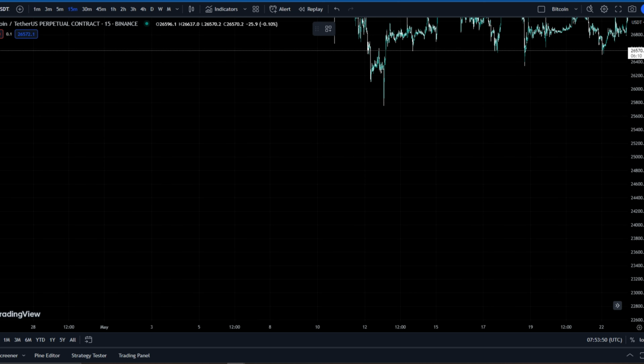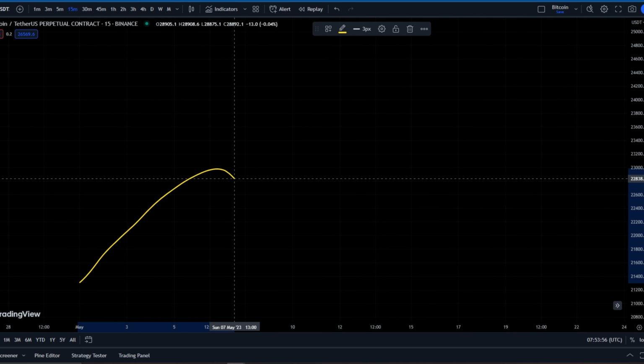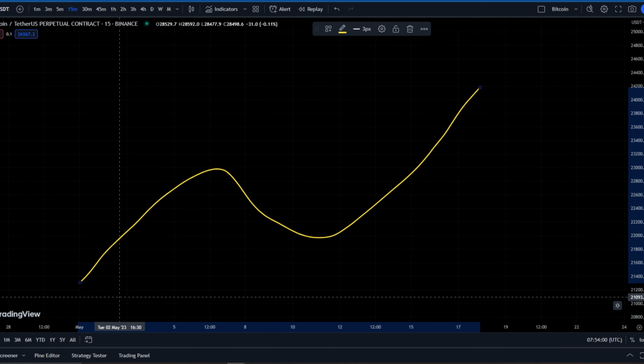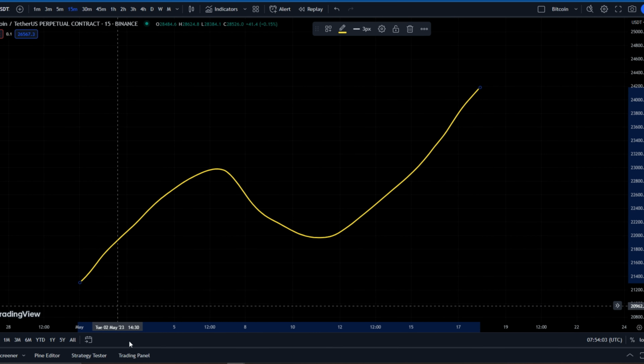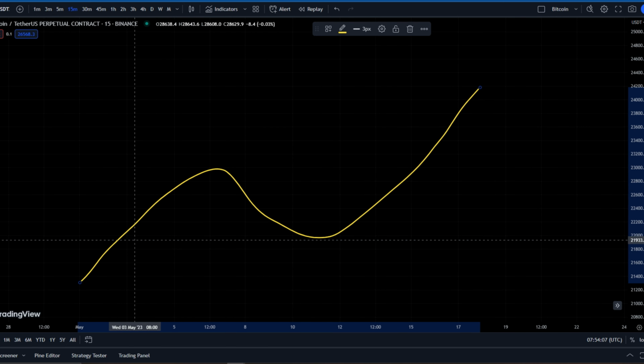So let's get to a less crowded screen and let's go to a blank area. We're going to draw a very simple move up, move down, move up. Okay. So if you have never heard of SMC, which is smart money concepts, do you even know what this is? Have you heard of it?